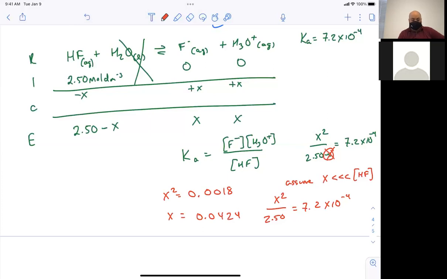Okay. And so that means our equilibrium value is 0.0424, 0.0424, and then 2.5 minus that is 2.458. Technically it's 2.46, but you do get one significant figure either way, and so I'm just trying to show how they work here. And so they would take 2.458.